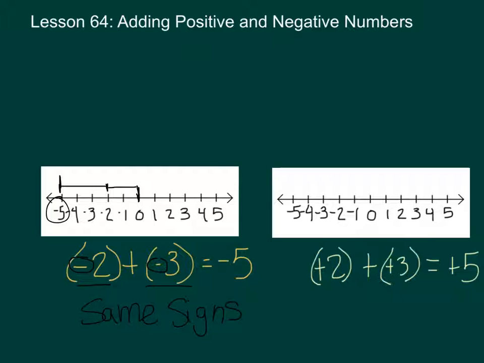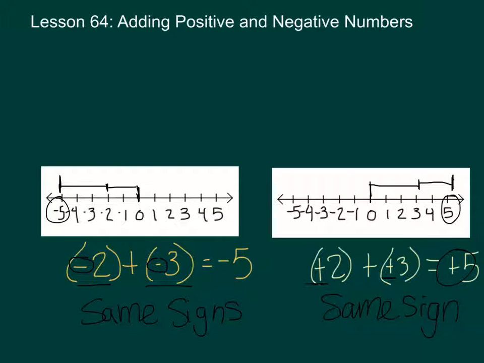On the next one, I have 2 plus 3 equals positive 5. Same thing. Start at 0, go up to 3, then you add 2 more. 1, 2, I'm at positive 5. Notice again, positive sign, same signs. So therefore, in my answer, I also have a positive sign.